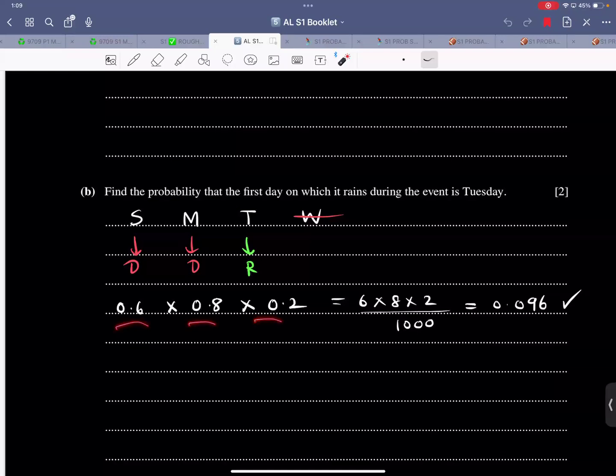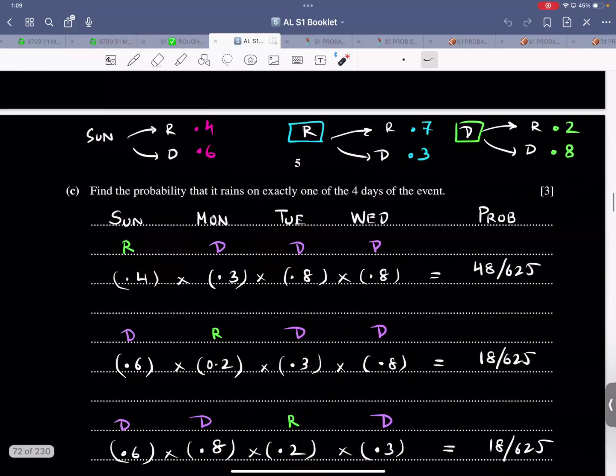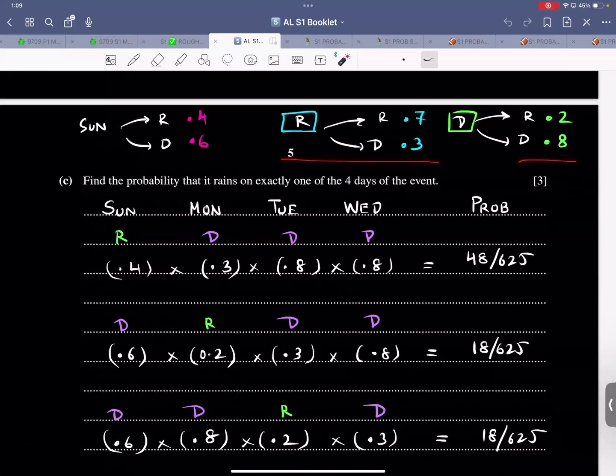0.6, 0.8, 0.2, that comes out to be 0.096. The next page. The same information is again written over here for simplicity so that I don't have to flip the pages all the time. Find the probability it rains on exactly one of the 4 days of the event.